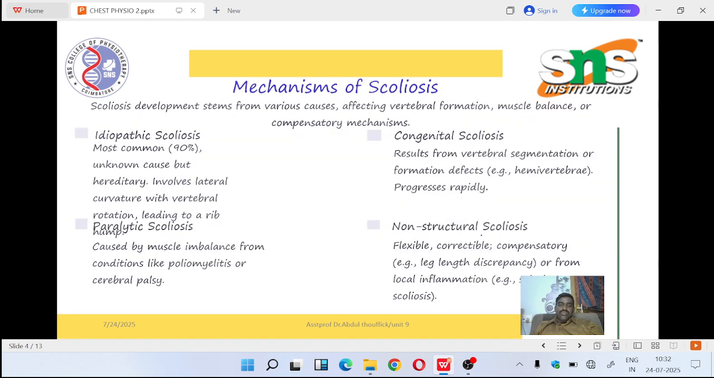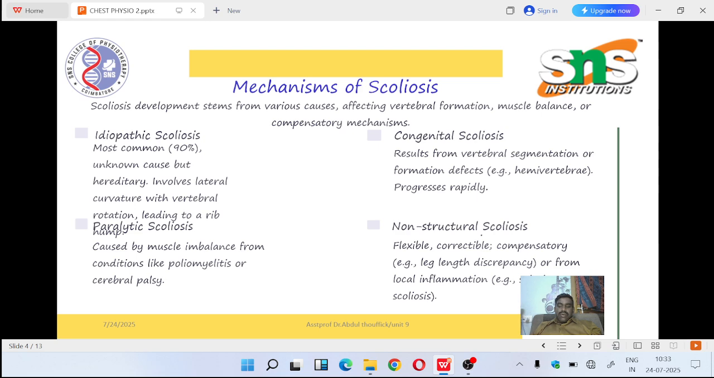What are the mechanisms of these curvatures? First of all, scoliosis. Why does scoliosis occur? It occurs due to idiopathic causes, the most common, often hereditary, in adolescence. The congenital type is due to vertebral malformation, for example hemivertebra, which progresses quickly. The paralytic type is due to muscle imbalance from conditions like cerebral palsy or polio. The non-structural type is from compensatory muscle activation, for example leg length disparity or pain from spasm.